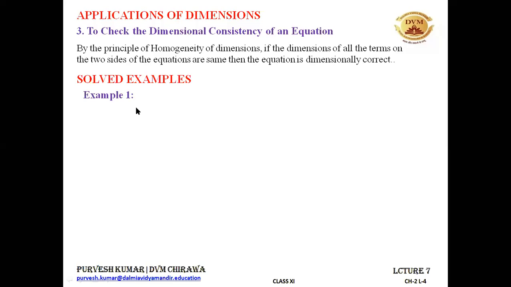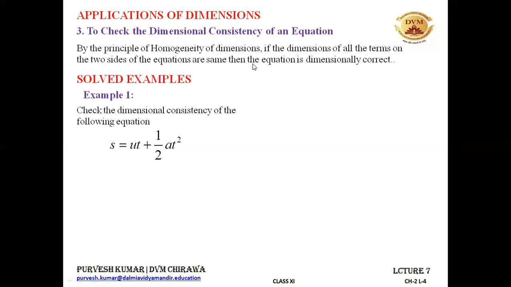Let's do example number 1. It says check the dimensional consistency of the following equation: S equal to ut plus half at square. This is the second equation of motion. We know S is distance, u is initial velocity, t is time, a is acceleration. We have studied this equation. We have to check whether the equation is dimensionally consistent or not.